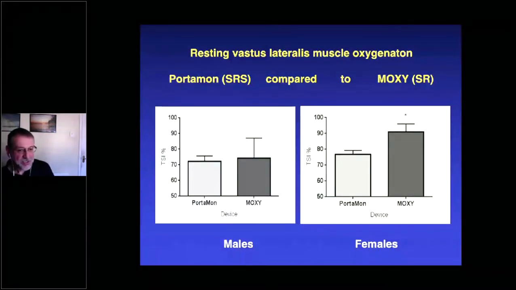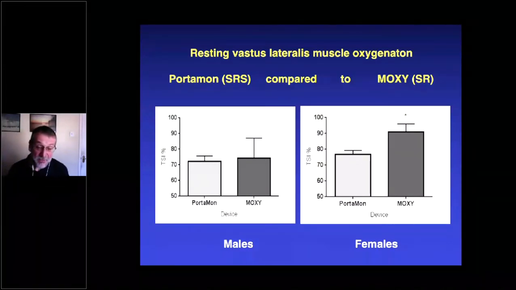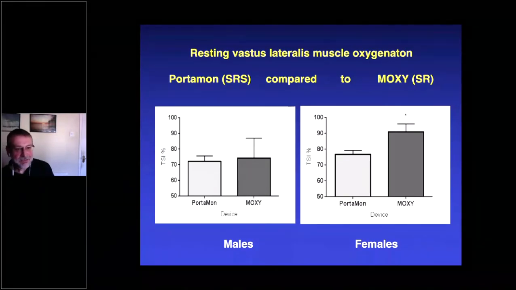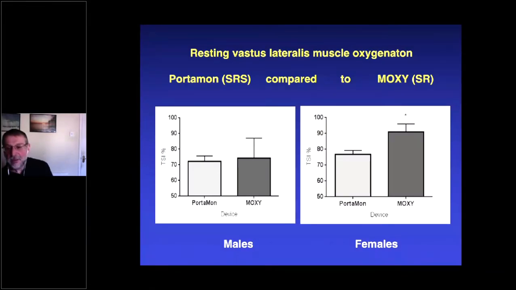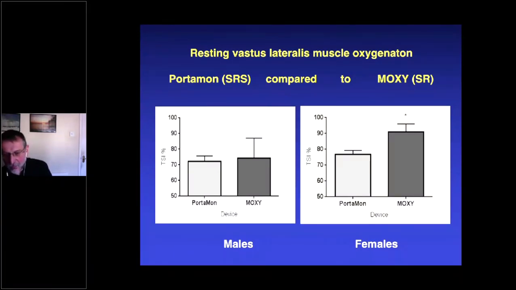So to illustrate the distinction between the Portamon and the MOXIE, one thing I noticed was that with males, we saw at rest, measuring on the vastus, on the thigh, no difference. The resting number was the same. But with females, the MOXIE was giving us consistently and significantly a higher reading.